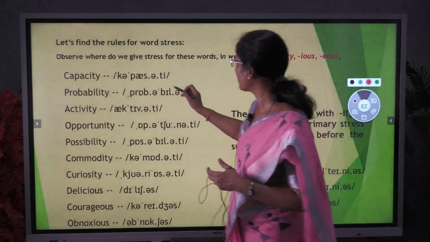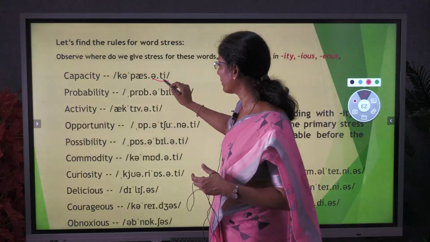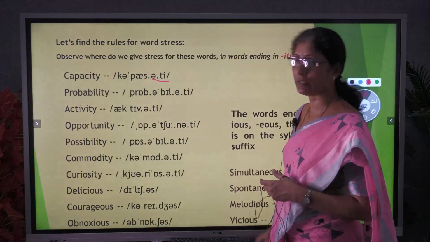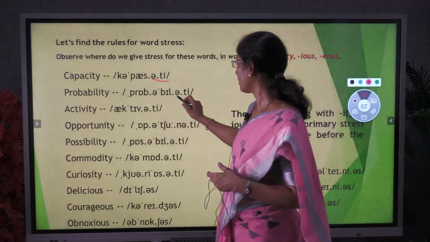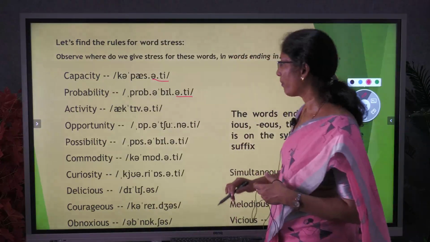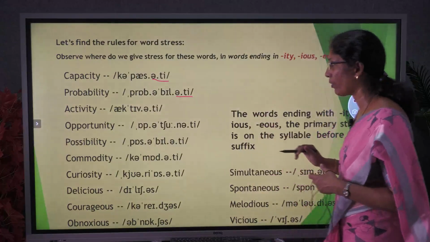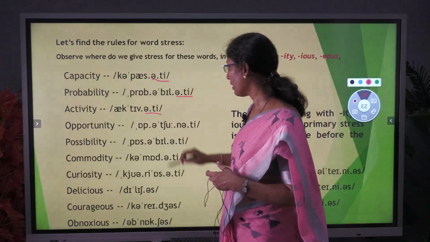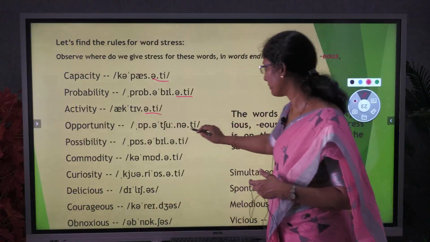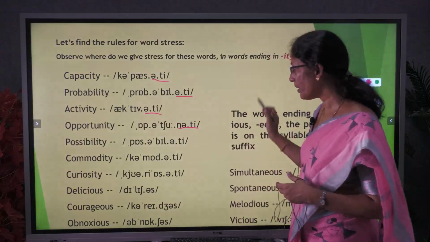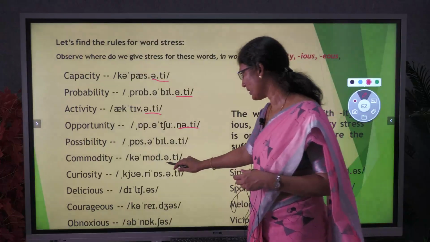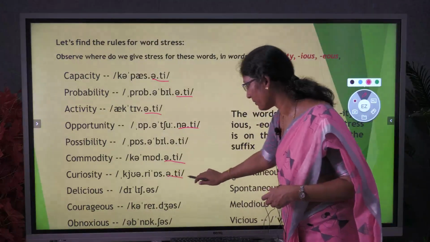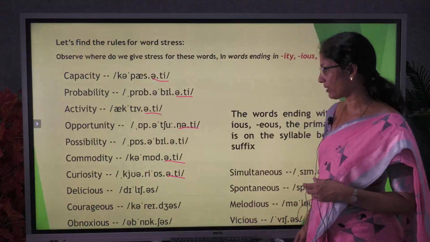Right. See this ITY. This is the suffix. Capacity. Next, probability, activity, opportunity, possibility, commodity, curiosity, this ITY. Okay.